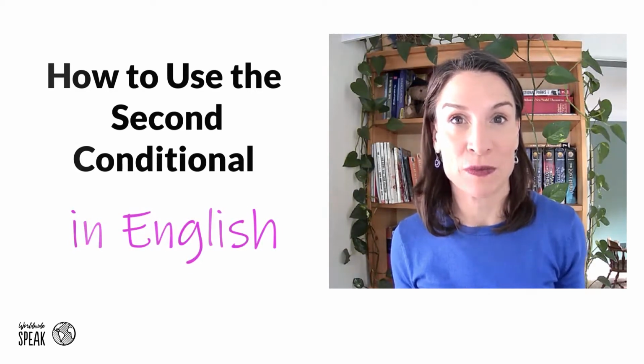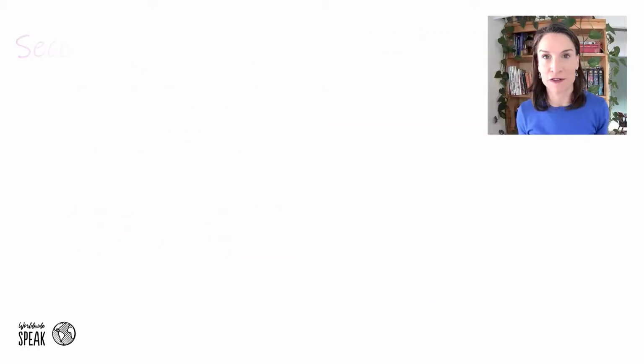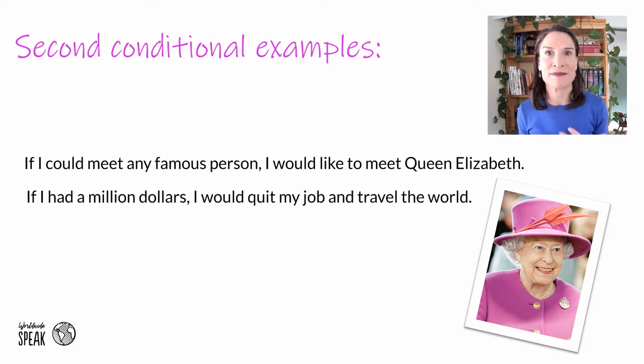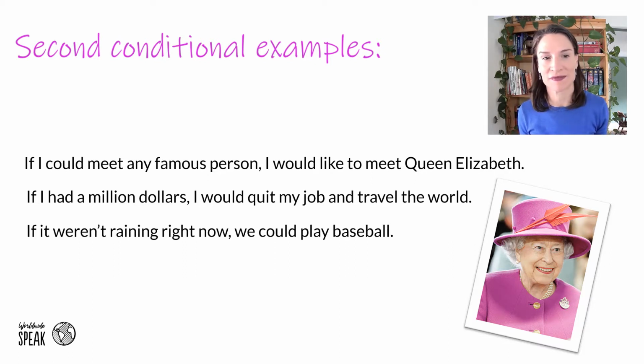I'm going to show you how to form this structure and when to use it. So the second conditional looks like this. Here are a few examples. If I could meet any famous person, I would meet Queen Elizabeth. I would like to meet Queen Elizabeth. Or if I had $1 million, I would quit my job and travel the world. If it weren't raining right now, we could play baseball.